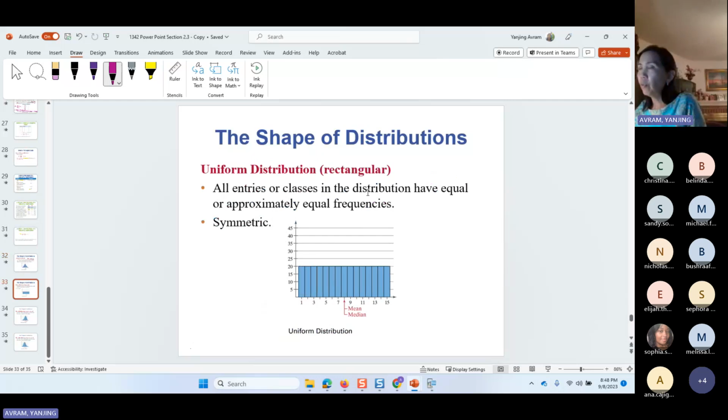All right, this one is a uniform, okay? So everything is the same. Of course, that's a uniform, all right? Your mean and median are the same for the uniform in here.